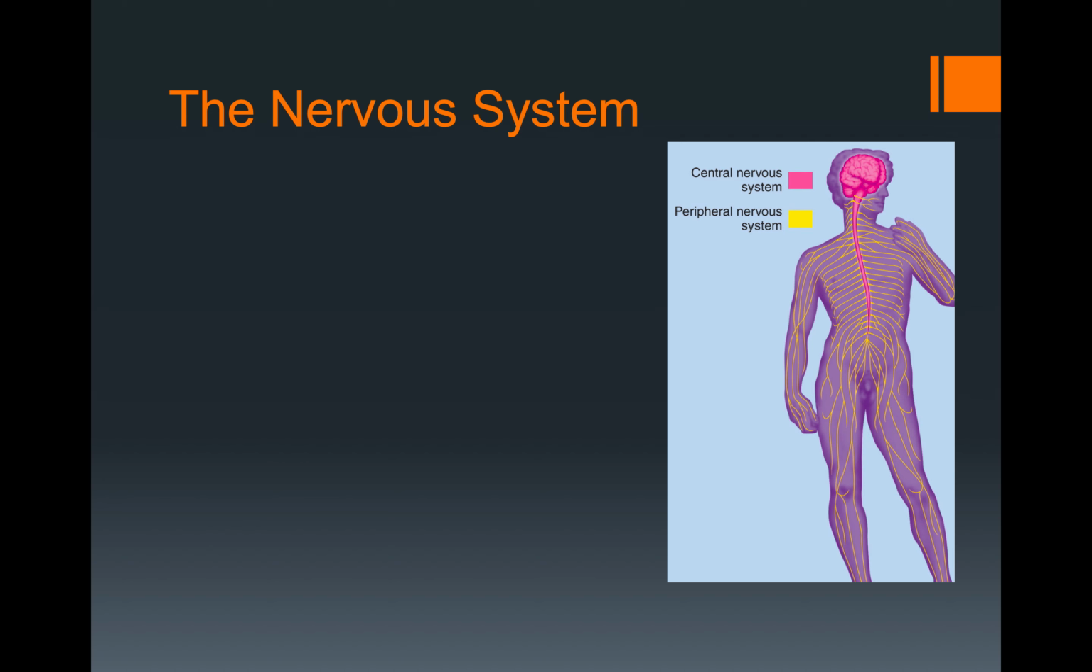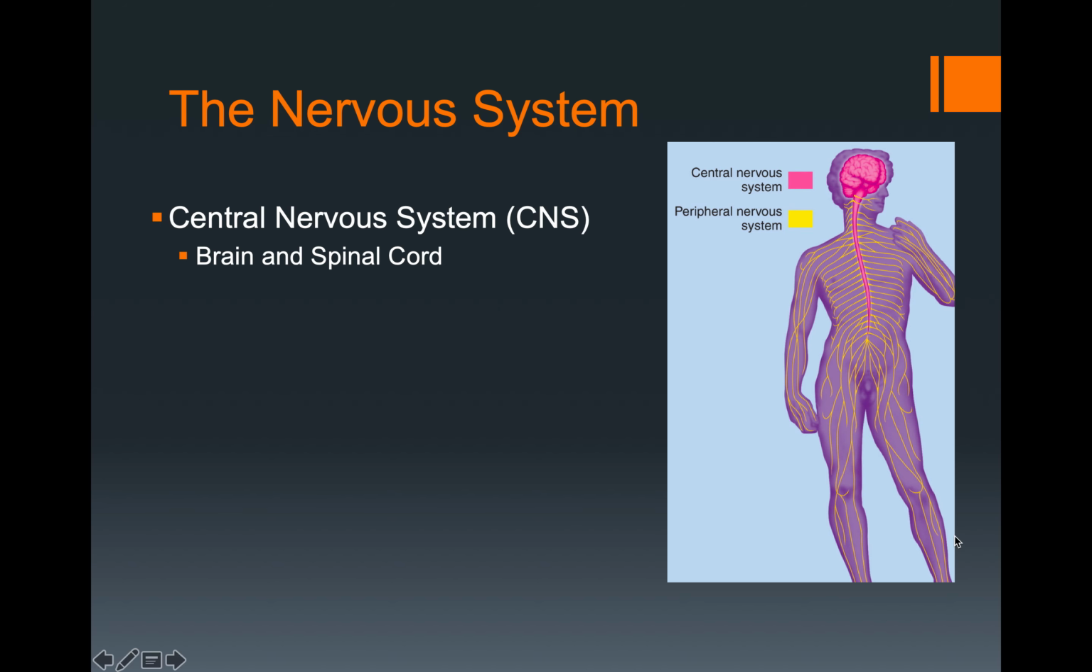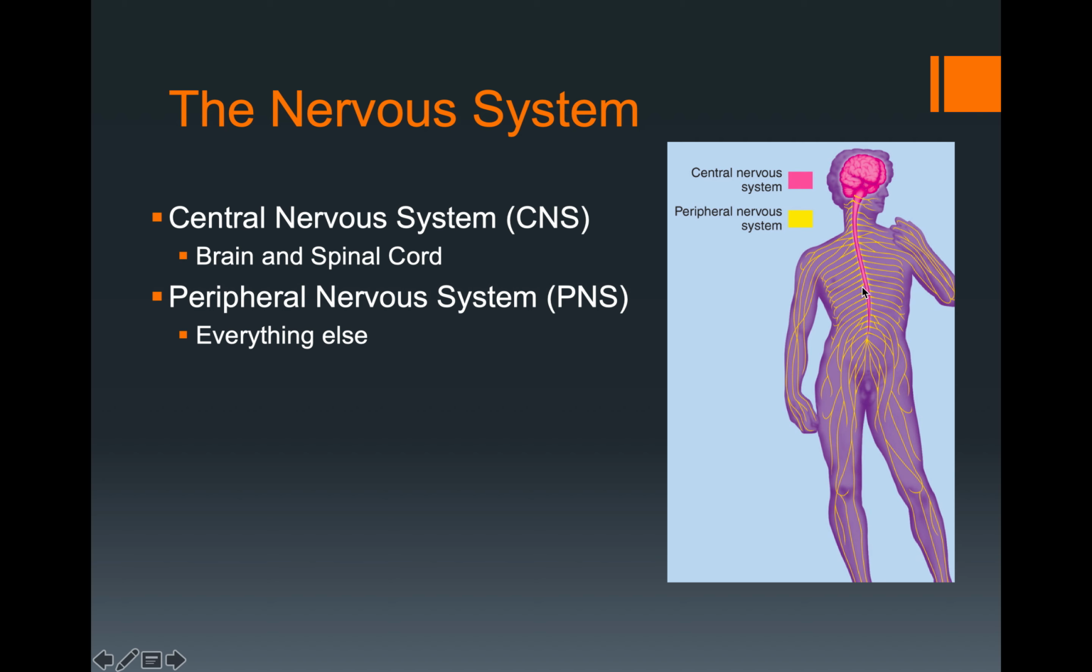So, the nervous system is divided into two main branches. The central nervous system, which contains the brain and spinal cord, which you see here in pink, and the peripheral nervous system, which is basically everything else that's still part of the nervous system.